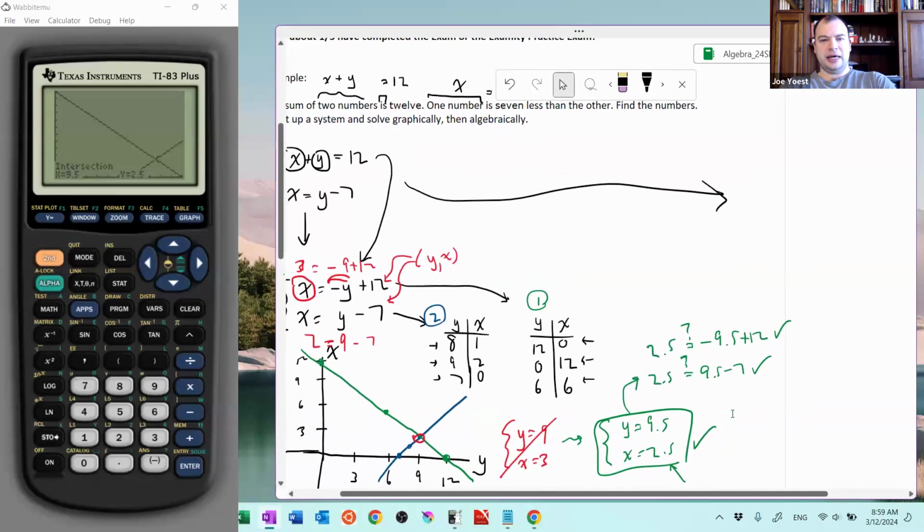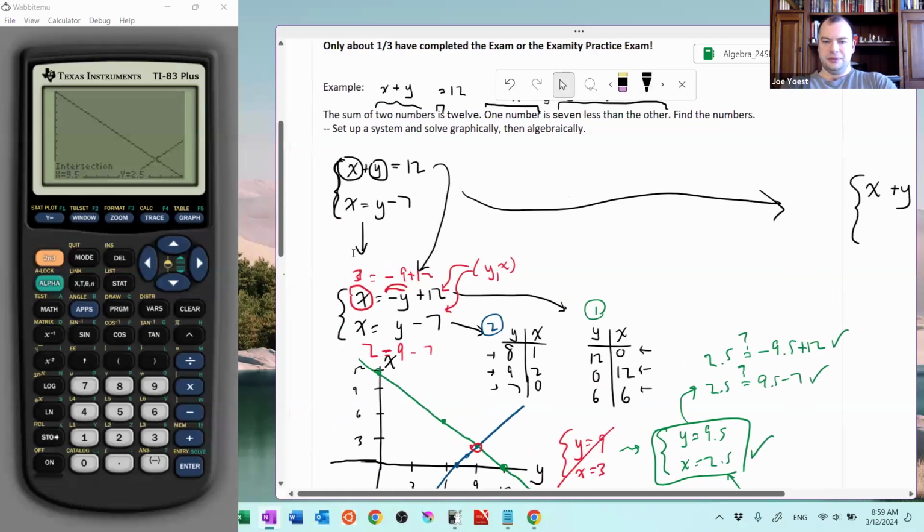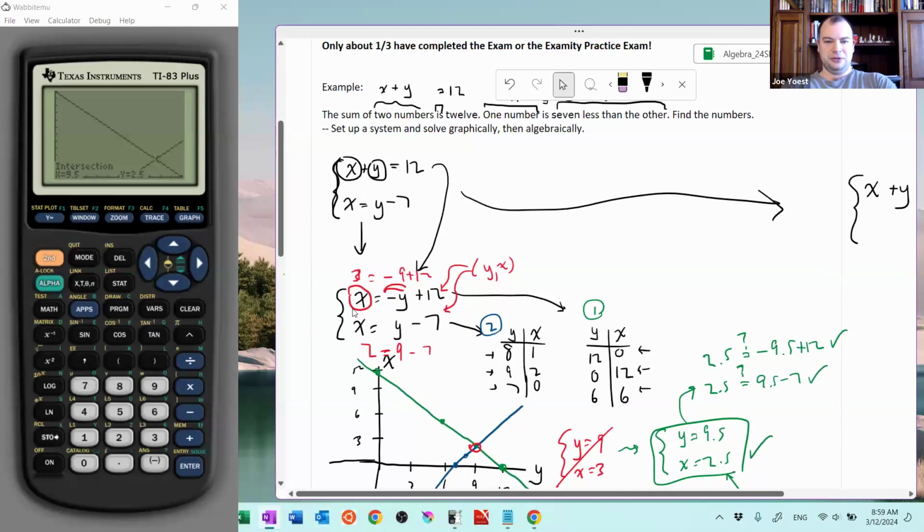So let's take a look at a couple algebraic methods. I'm just going to come off to the side here and rewrite our system. Here, instead of solving both equations for one variable, I'm going to put all of the variables on the left side. So x equals y minus 7, I'm going to write as x minus y equals negative 7.